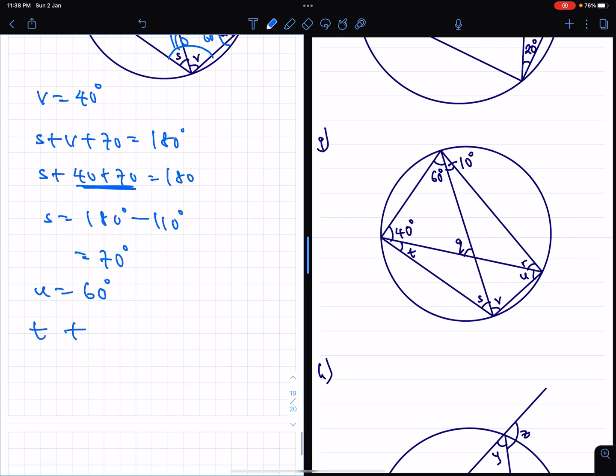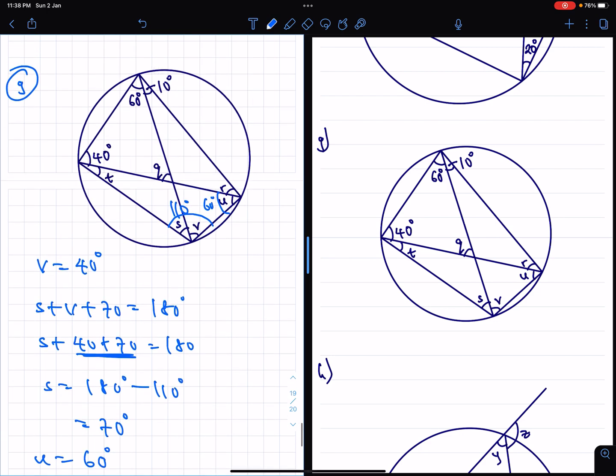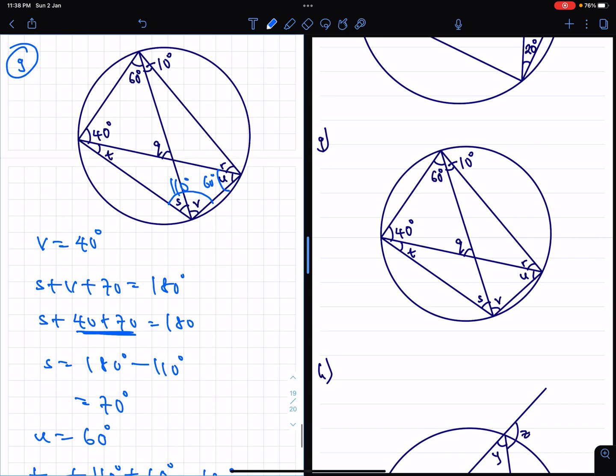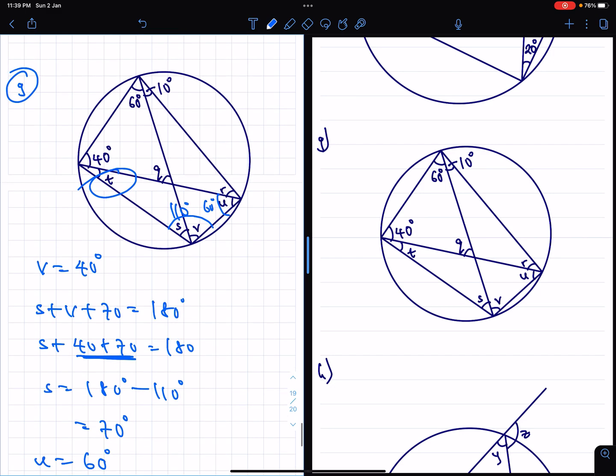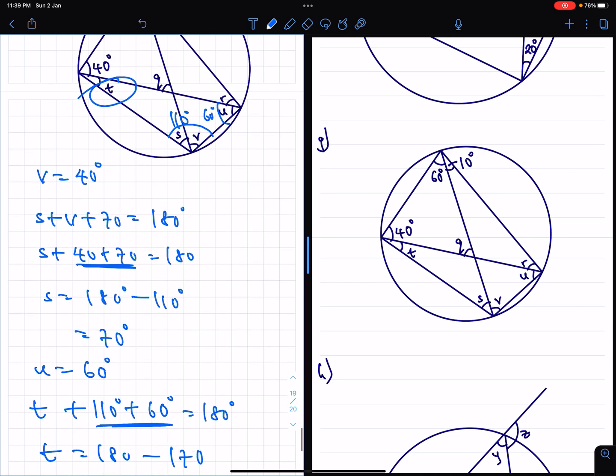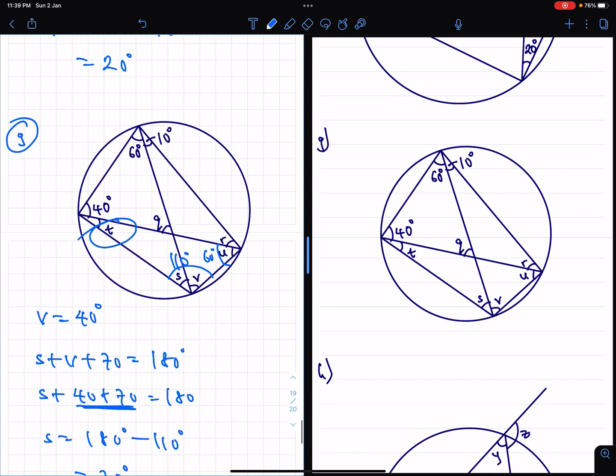So T plus 110 degrees plus 60 equals 180 degrees. Angles in a triangle. Sum of angles in a triangle, and that means T is going to be 180 minus 110 plus 60. 110 plus 60 is 170, and that means angle T is 10 degrees. Yeah, that's very correct. Angle T is 10 degrees. V is 40, S is 70, and U is 60.